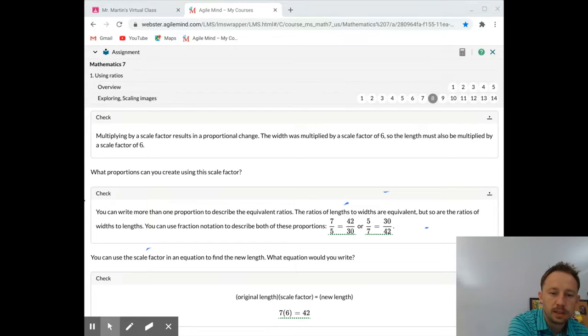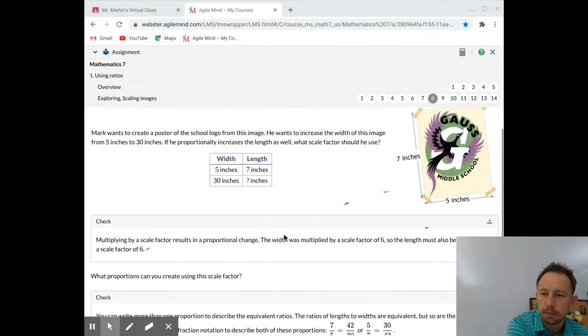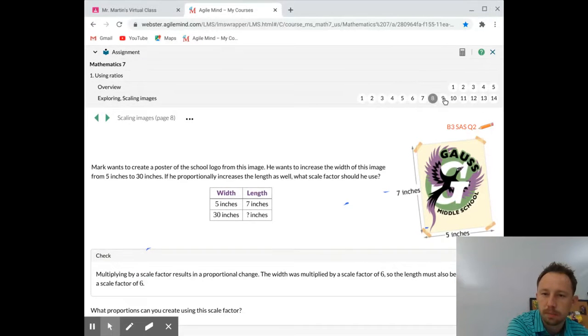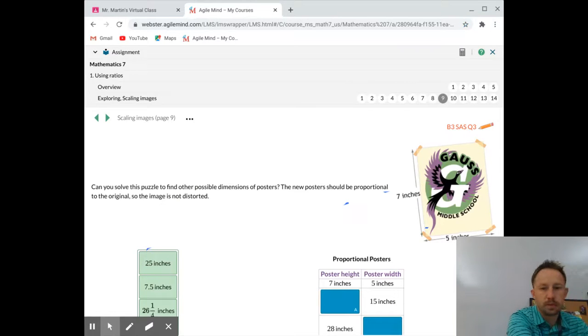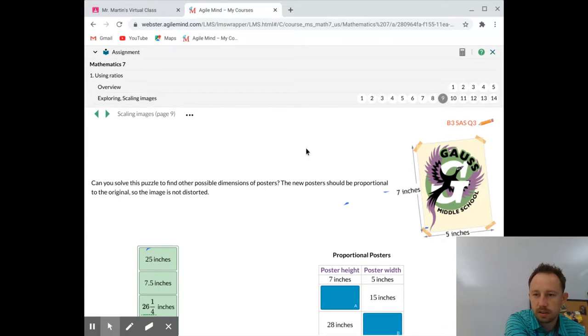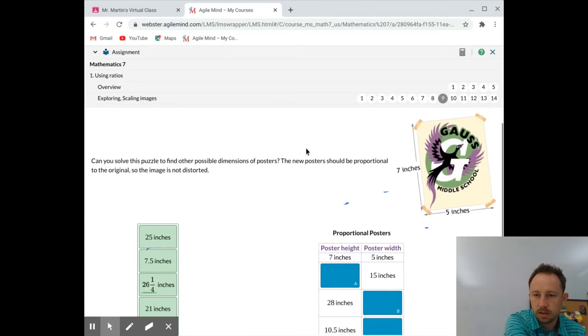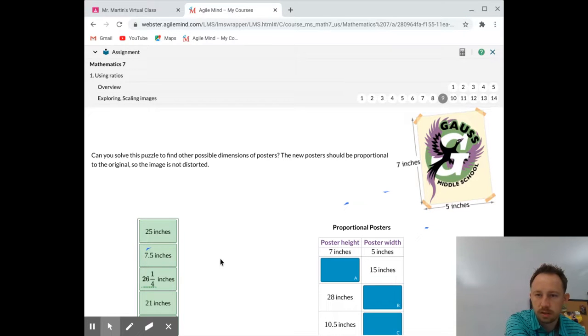All right. Let's keep on moving. Let's get Miss Jemiah to help us with this next problem. All right. So we're going to go to page 9. All right, Jemiah, will you read this for us, please? Can you solve this puzzle to find other possibilities?